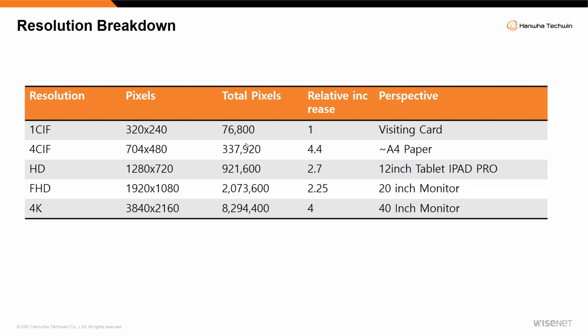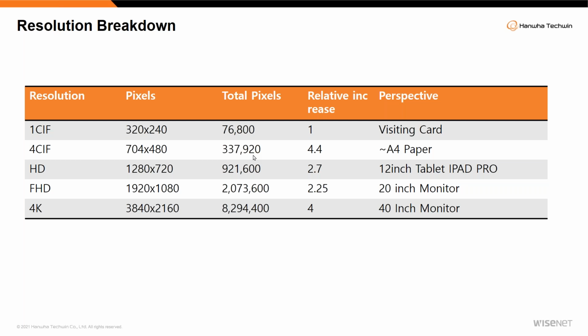Okay. What is the relative increase? Compared to 1 CIF, 4 CIF is like 4 times the data size. Compared to 4 CIF, HD is roughly 2.7 times increase. Compared to HD, full HD is around 2.25 times increase. And compared to full HD, 4K is roughly 4 times. So the increase is not by 10% or 20%, it is almost double or 4 times.